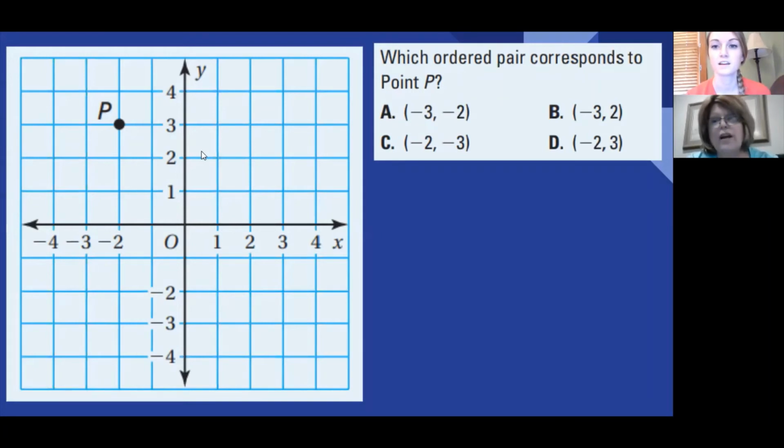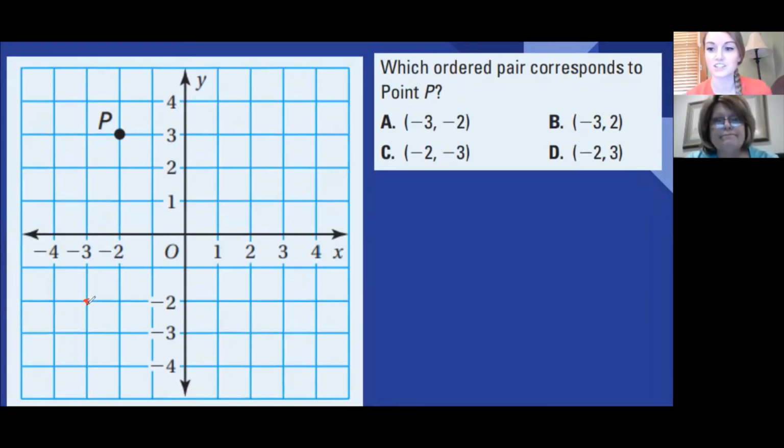Okay. That's the wrong answer, Mrs. Zimmerman. It's the wrong answer, Mrs. K. Those two don't match, right? That is not point P. So we know it's not going to be A. Oh, look at that. I can draw. Okay, it's not going to be A. All right, let's try B.